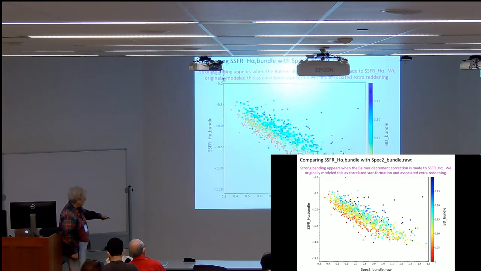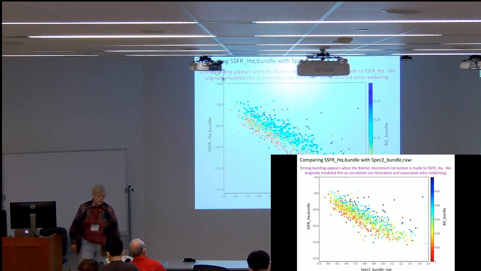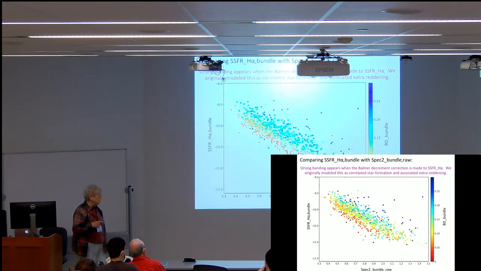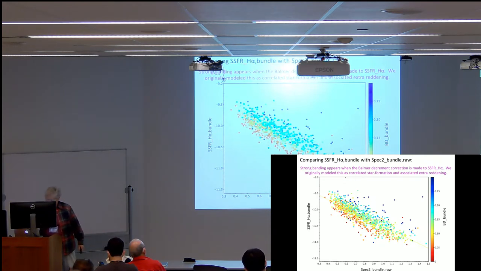So here's what we measure from spec 2, and here is H-alpha in the bundle, star formation rate specific. And what we're doing is coloring by the Balmer decrement. And what you see is a very clear banding here, which puzzled us for months and months and months. And we had a way of explaining it that seemed rather contrived and never was completely satisfactory at the time.